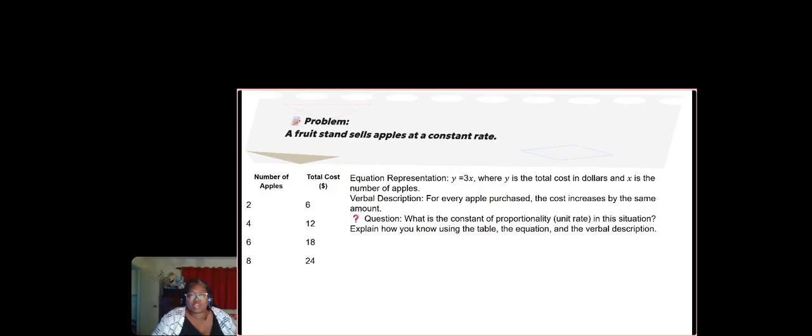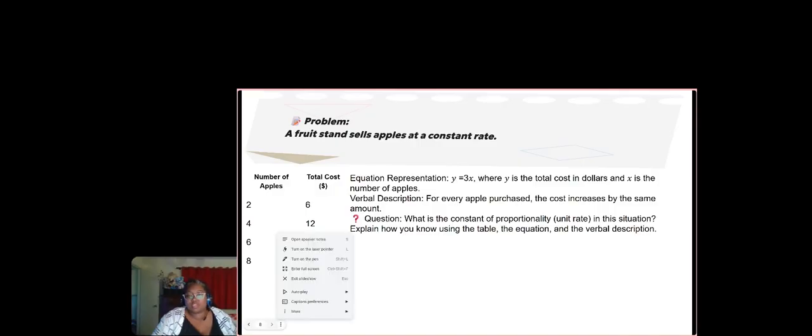Verbal description: for every apple purchased, the cost increases by the same amount. So that's also clear. And that's how you know you have a proportional relationship. If you're able to use the same rule for every row, then you have a proportional relationship. If you ever have to change the rule from one row to the next, then you do not have a proportional relationship. Here we're going up by 2's, and we keep the same proportion. Here we're going up by 6, and again keeping that same proportion. So this is proportional. Now our question is: what is the constant of proportionality or unit rate in this situation?